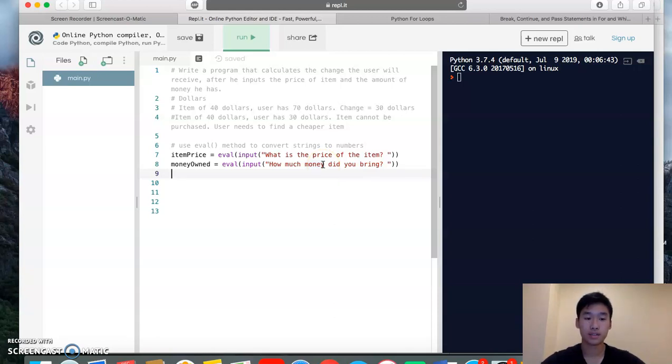And think about this. Let's say that the item is $40 and the user has 70. After saying to the user that he can afford the item, we also need to tell him how much change he receives, which is how much money he gets back. So we can say that change equals money owned minus item price. Why? Because if I have $70 and I remove $40 from my money because I bought an item of $40, I will have $30 remaining. So let's see.